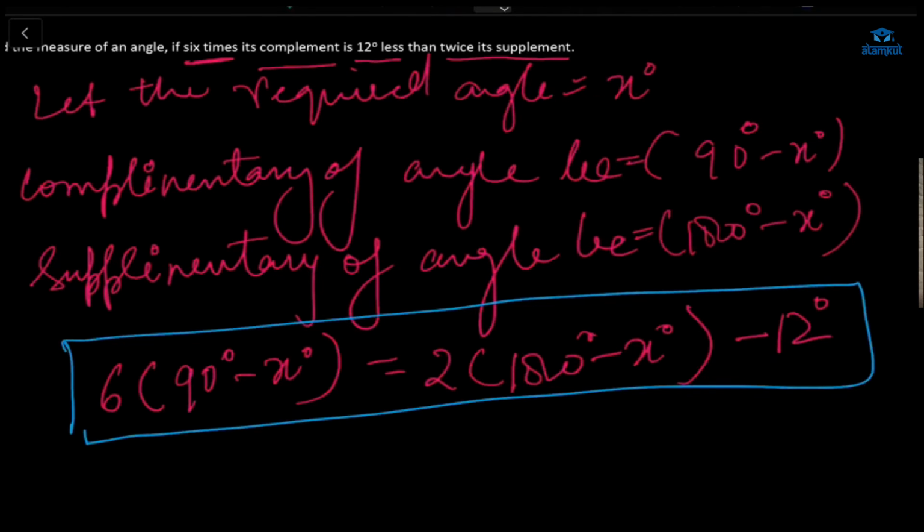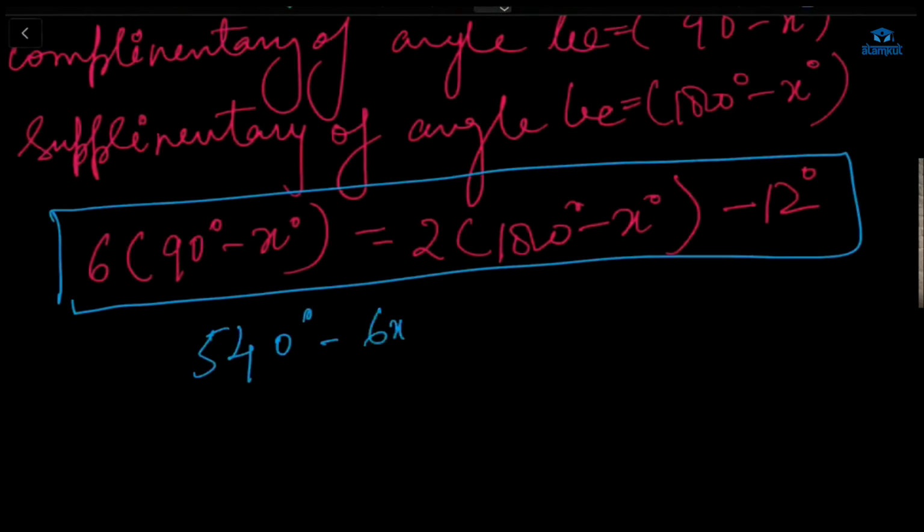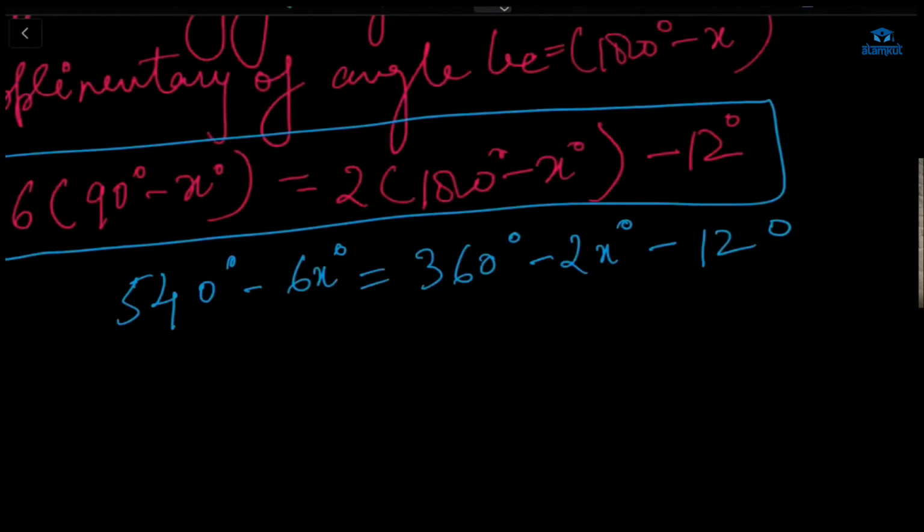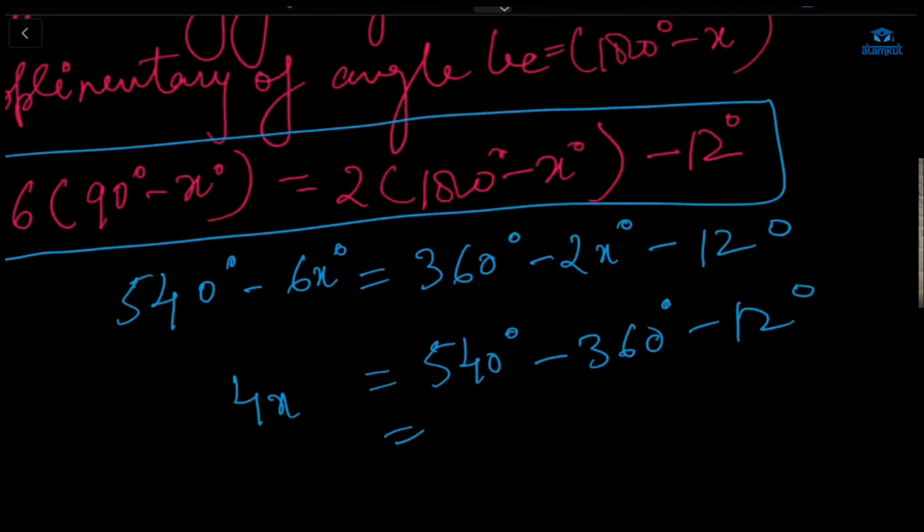Now if we are going to solve this equation, we keep x on one side and all the non-variable numbers on the other side. So you'll get 4x equals 540 degrees minus 360 degrees, minus 12 degrees. Wait, this will become plus 12. 540 plus 12 minus 360 gives 192 degrees. So 4x is equal to 192 degrees.